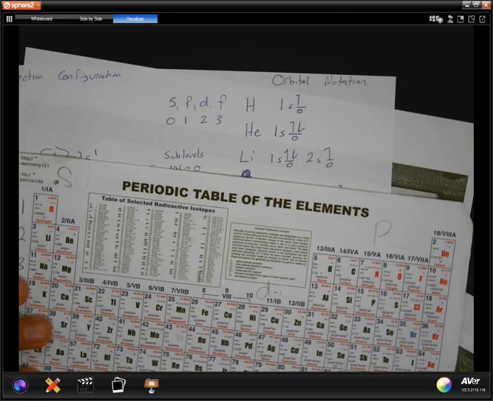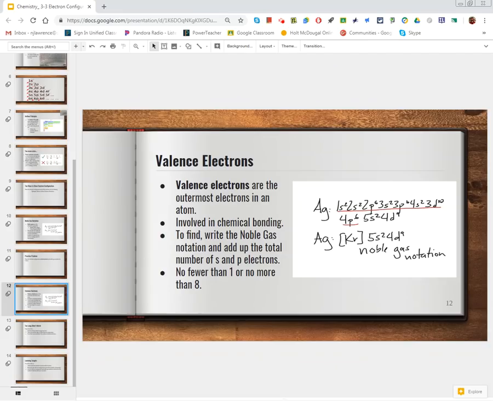So again, we'll look at that more in class. That's the easiest idea there is. But again, valence electrons are just the electrons in the outer energy level. So if I look here at silver, how many valence electrons does silver have? Well, I see that the 5 here is the highest energy level, and there's only 2 electrons in the 5th energy level. So silver would have 2 valence electrons.